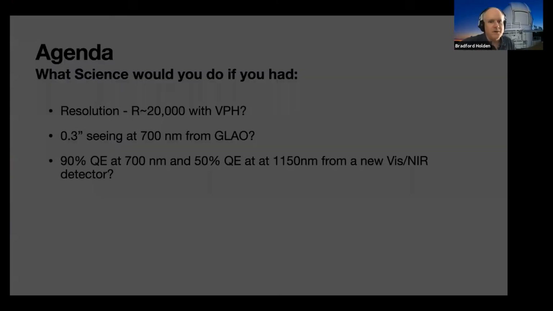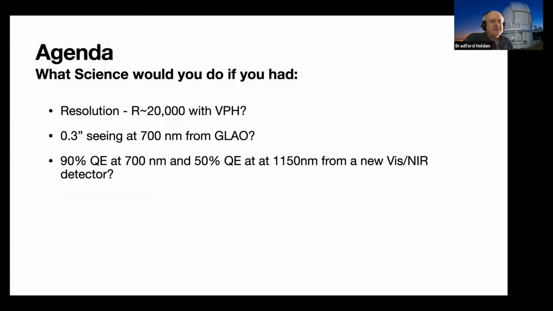Right, so the question I was going to ask folks was, what kind of science would you do if you had the following capability? The first one is, if we could deliver to you an LRIS that also, using a VPH grating, so it's high efficiency, could deliver a resolution of 20,000, what kind of science would you do? John's already touched on this, and someone contacted me via Slack or via email actually about this.